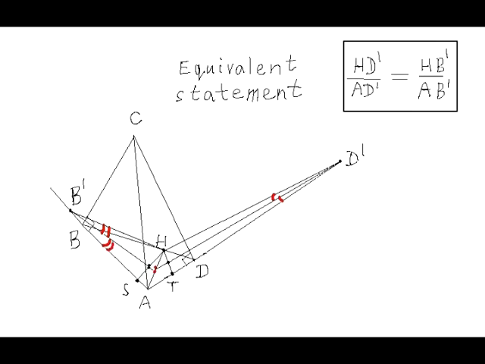that the point of intersection of these two angle bisectors with the side AH of the triangles AB'H and AD'H is the same point if and only if the ratios of side lengths HB' to AB' and HD' to AD' are equal. So, the proportion written on the diagram is equivalent to the statement of this problem that the circumcenter of triangle TSH lies on the segment AH.